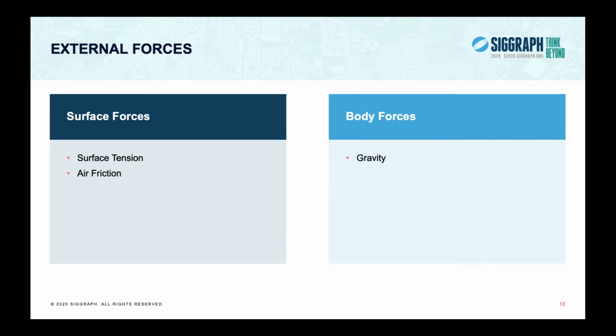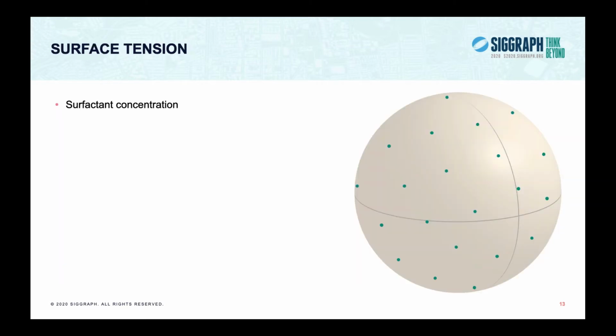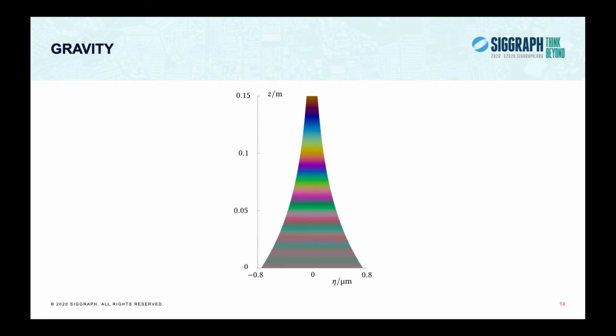The other two that we are going to consider are air friction and gravity. In this illustration, the surfactant is evenly distributed on the sphere. The surface tension is thus the same everywhere. Assume for some reason these two molecules move away from each other. This would result in two regions with higher concentrations and one region with lower concentration. The resulting surface tension gradient would push these two molecules back in the direction they came from until an equilibrium is reached.